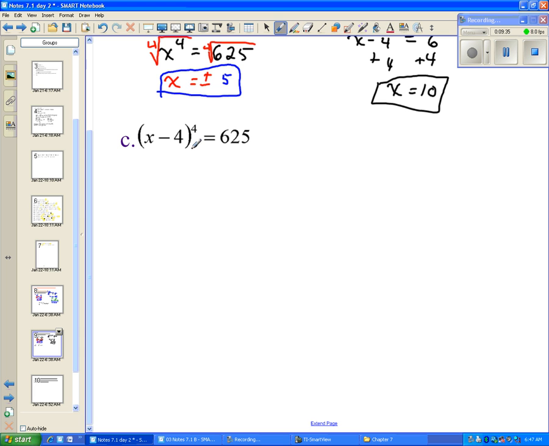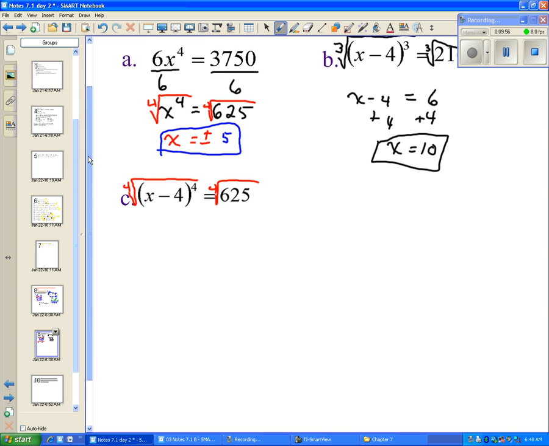Well, last problem on this page, x minus 4 to the fourth power is equal to 625. So again, the thing that's to the fourth power is by itself. I'm going to take the fourth root of the left side and the fourth root of the right side. Just like right above on letter A, the fourth root of 625 is 5. So on the left, I get x minus 4 is equal to, and here I get plus or minus 5. I'm going to go ahead and I'm going to add 4 to both sides to get x by itself. And I'm going to get x to be 4 plus or minus 5.